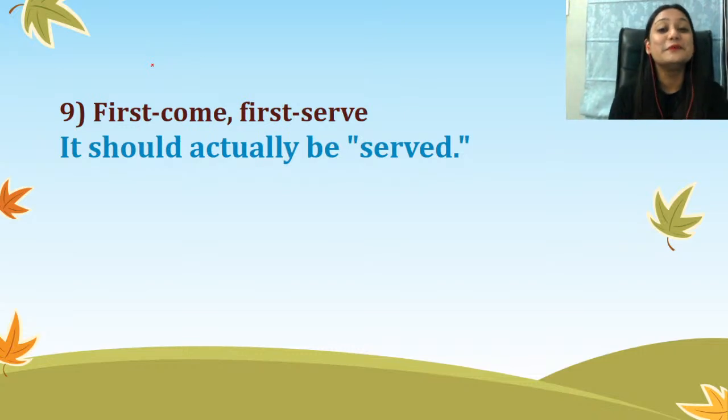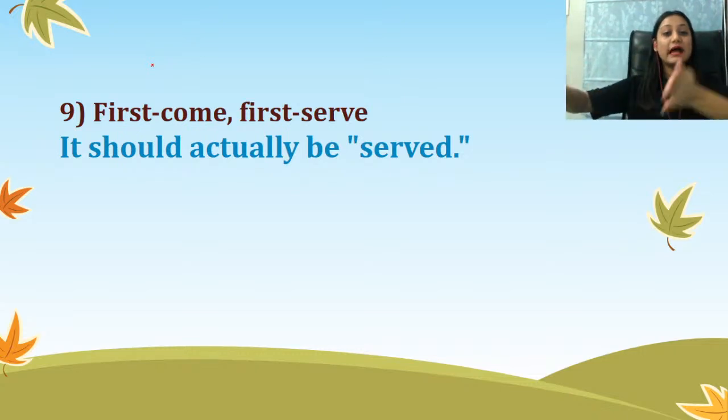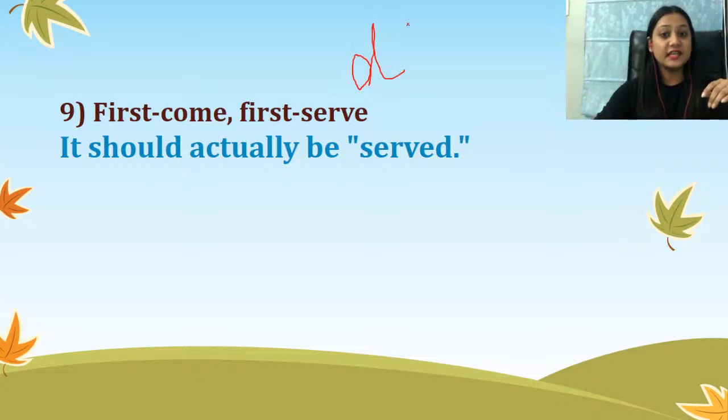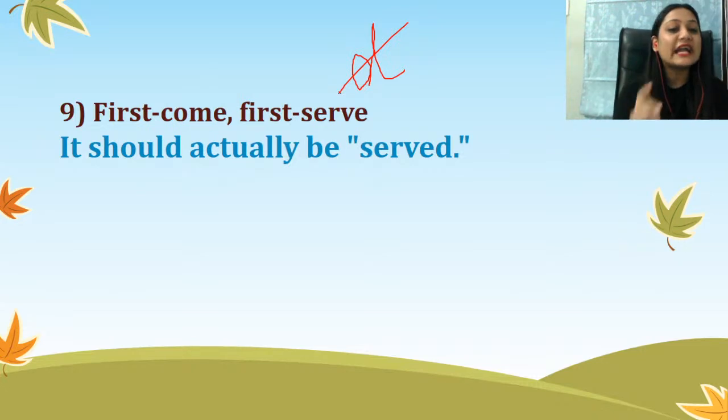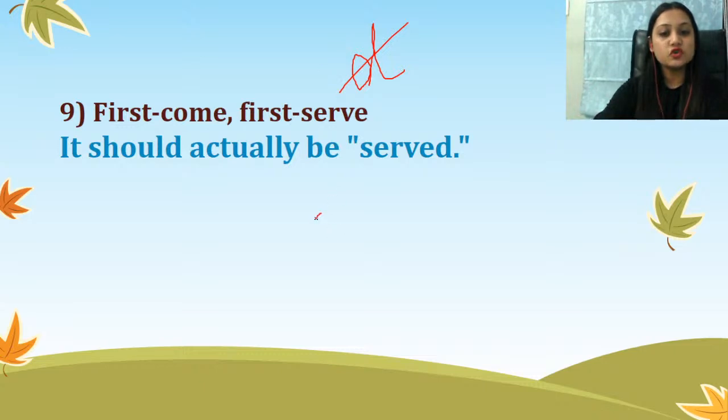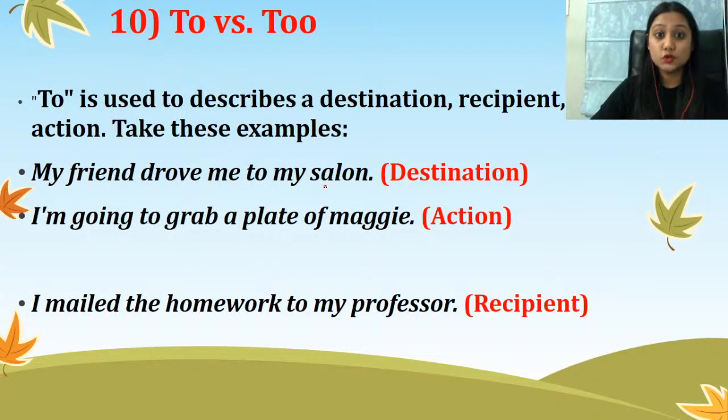Next is first come, first served, right? So it is not "first come, first serve." If you are using it without the D at the end, what you're trying to say is, hey, you came first here, so you need to serve it to everybody. No, right? You don't need to serve the food to everybody. It actually means first come, first served. You have to use D at the end, right? First come, first served.